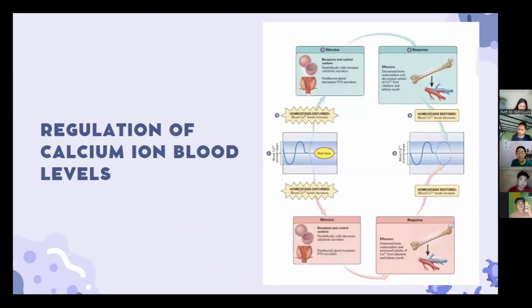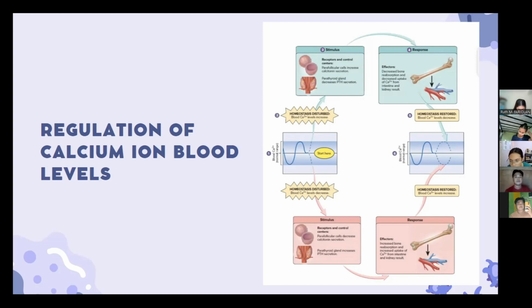So here is the illustration of the regulation of the calcium ion blood levels. First, there are two cases. First is when the blood calcium level increases, the parafollicular cells increase calcitonin secretion, and the parathyroid gland decreases the PTH secretion. Then it results in decreased bone resorption and decreased uptake of calcium from the intestine and the kidney.